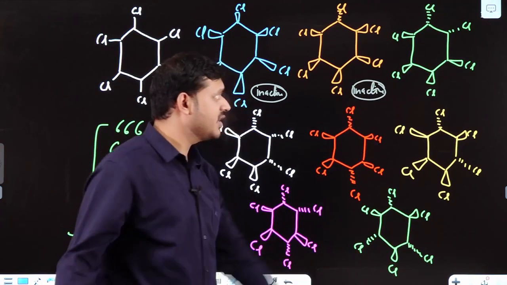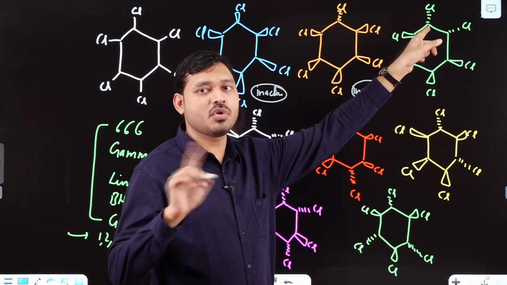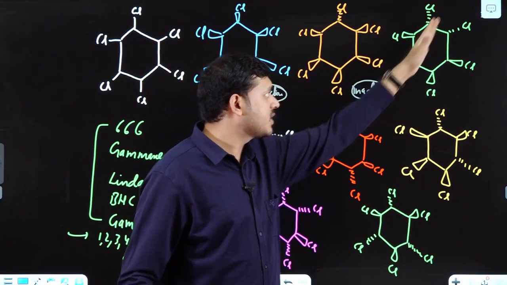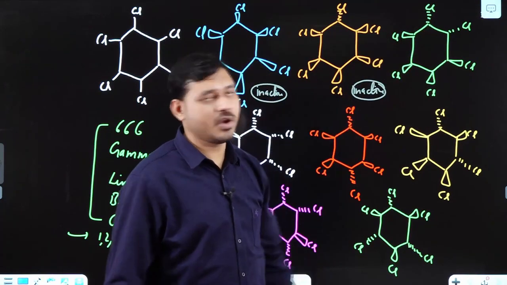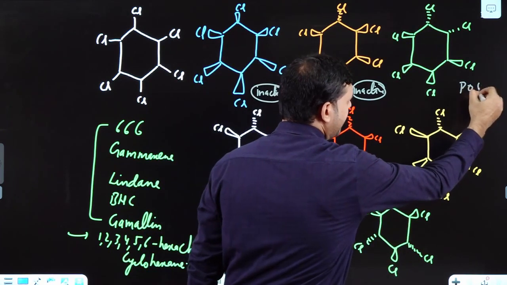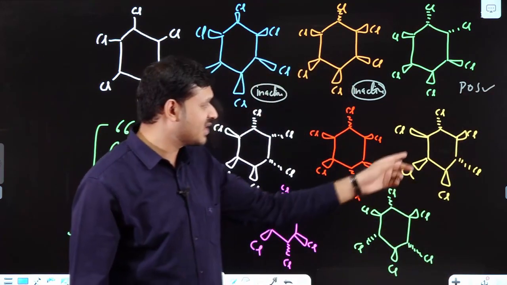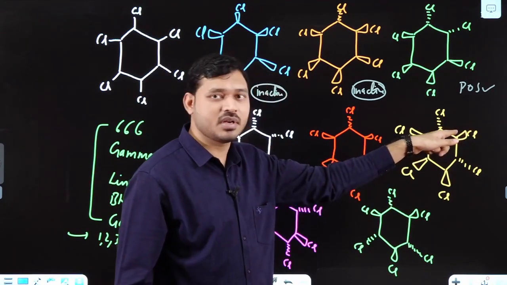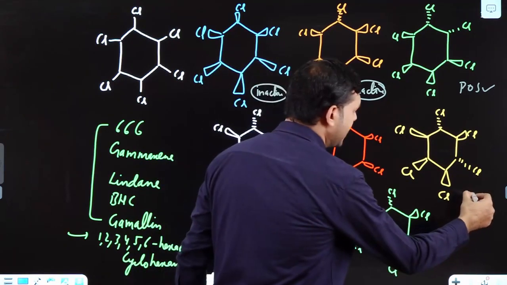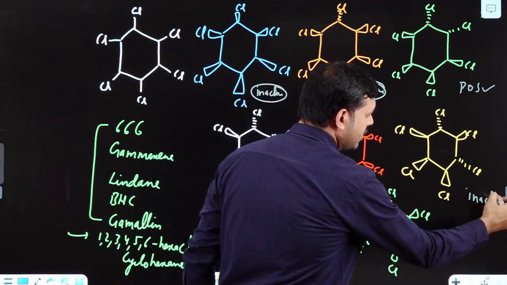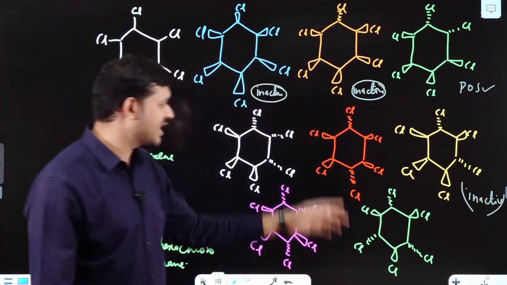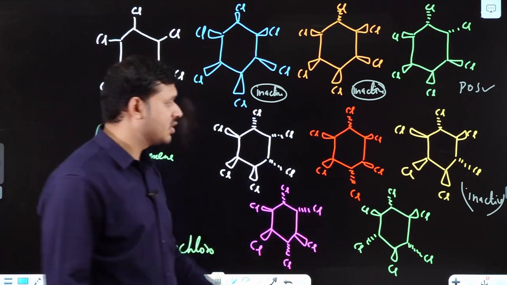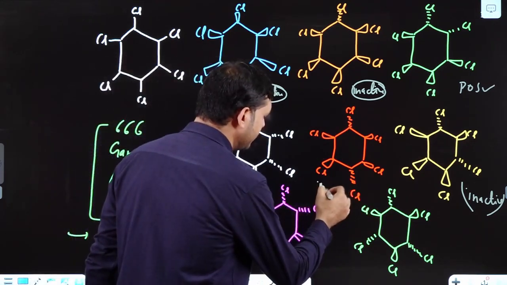Check this one. When 1,2 chlorine on same side, then taking the plane which cuts these two in equal halves, in between this, then you can have a plane of symmetry. So you can say plane of symmetry present. Now check this one, 1,3. When 1,3 same side, then taking this plane from these two portions, you can say this is having a plane of symmetry. So it is inactive. Now check this one, 1,4. So simply you can cut like this, this part. So it will be inactive.